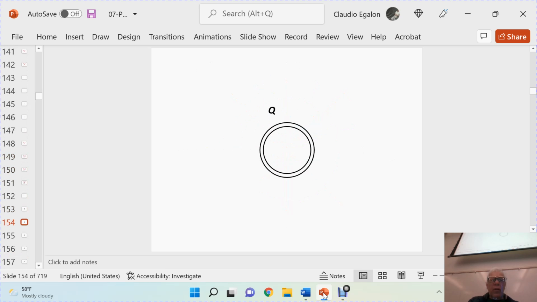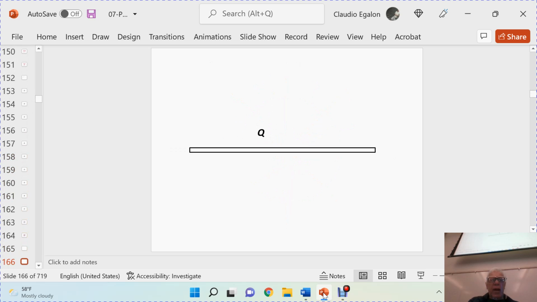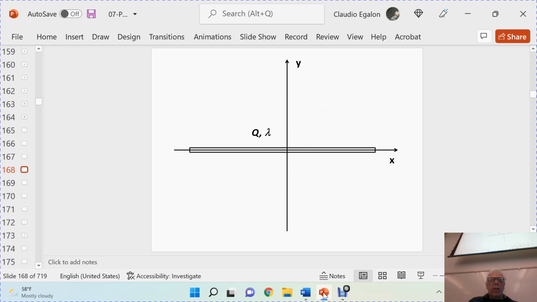Here's the shell, spherical shell, inside and outside. Then we start with the cylindrical distribution. Up to now was spherical distribution, right? Spherical symmetry. Then we do this one, the rod. One-dimensional rod. Charged rod.